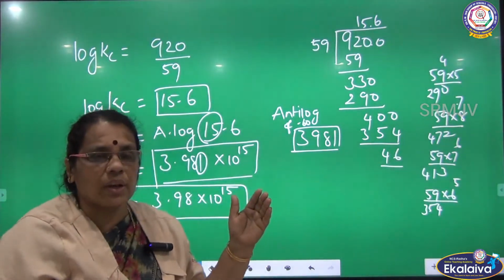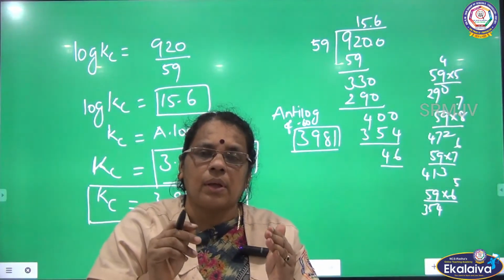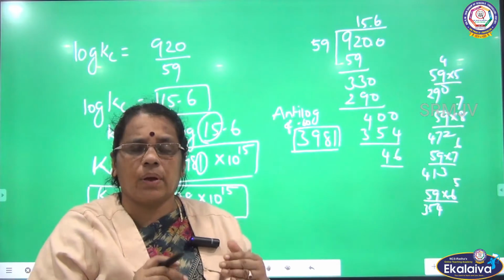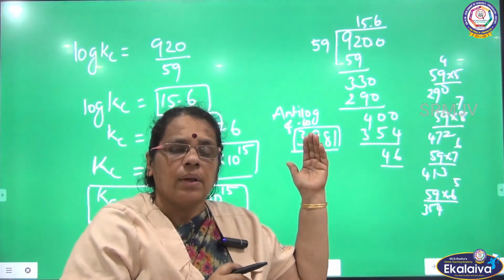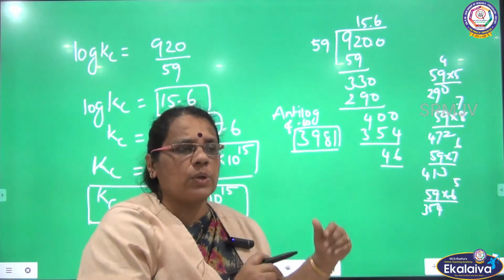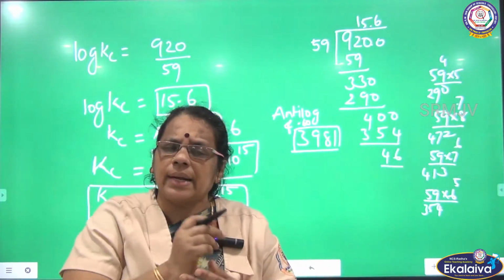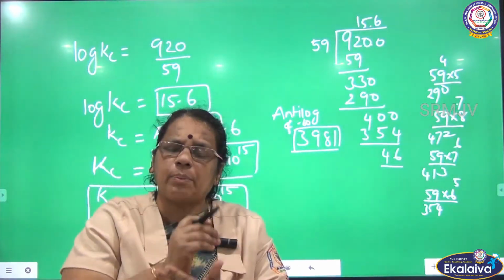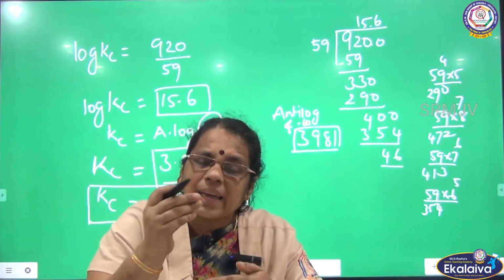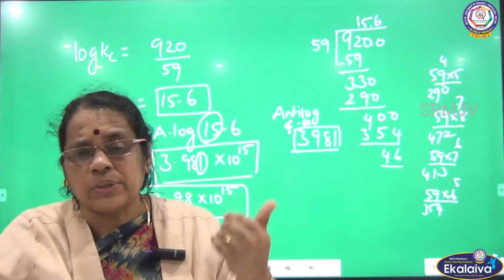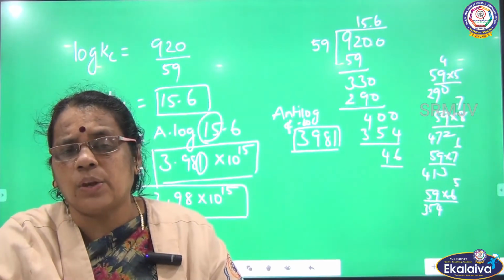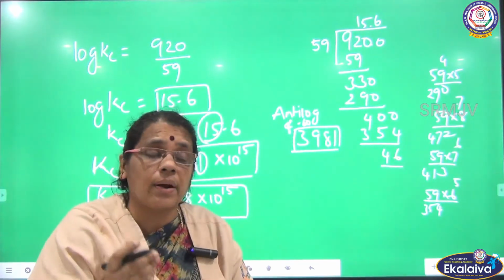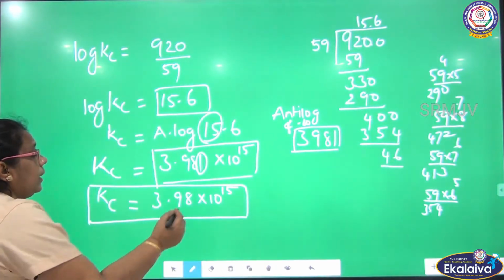So for the cell reaction where solid copper reacts with aqueous silver ion, we get aqueous copper with the liberation of solid silver. For this they have given the E dash cell value as 0.46 volts. We have substituted the E dash cell value in the formula. E dash cell is equal to 0.059 volts divided by 2 into log Kc. From that I got the log Kc value and I have substituted it. In order to find the Kc value, I have found the antilog of the log Kc value. So I got the Kc as 3.98 into 10 power 15.